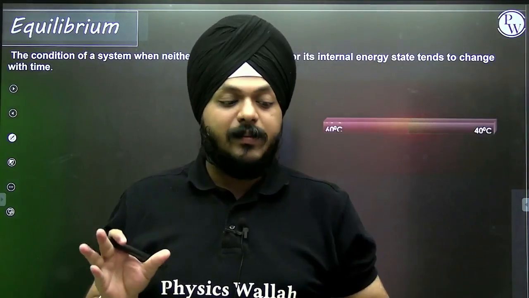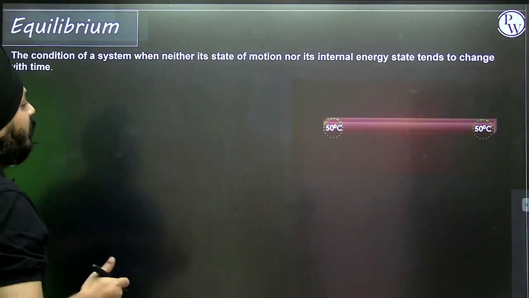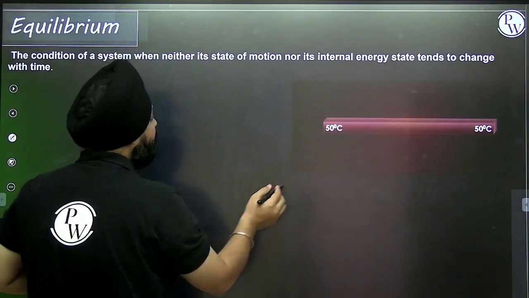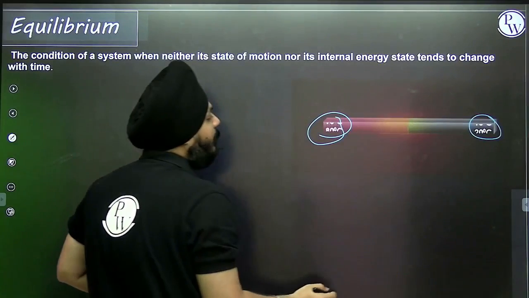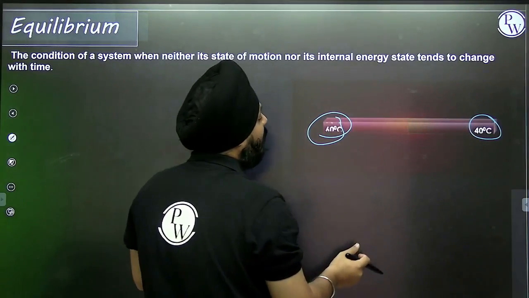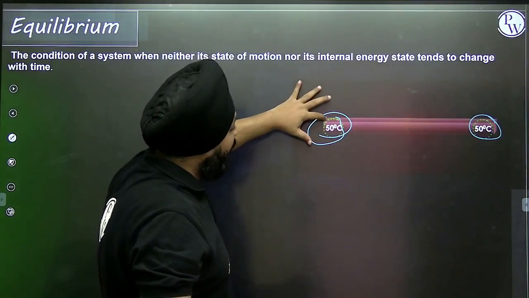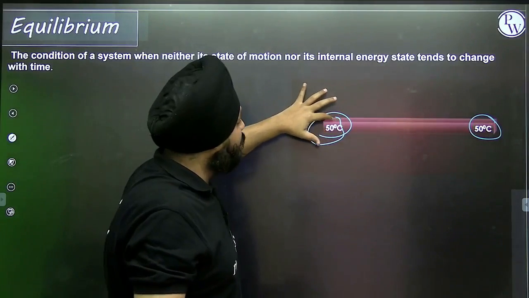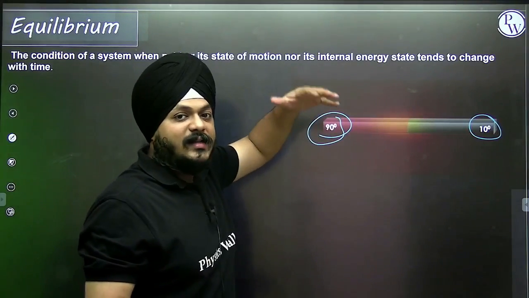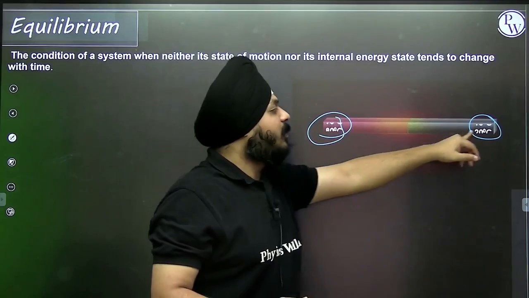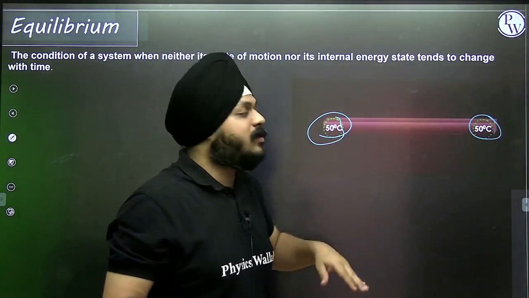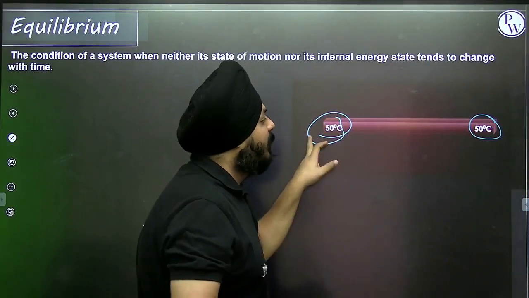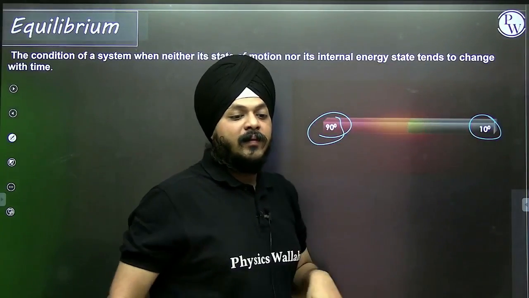What actually is equilibrium? You can see we have one visualization. One object is at a higher temperature, 90, and the second is at a lower temperature, 10. Now when they are brought in contact with each other, the temperature of the object with the higher temperature continuously decreases, and the temperature of the object with the lower temperature increases. Finally, at 50-50, an equilibrium state is attained.